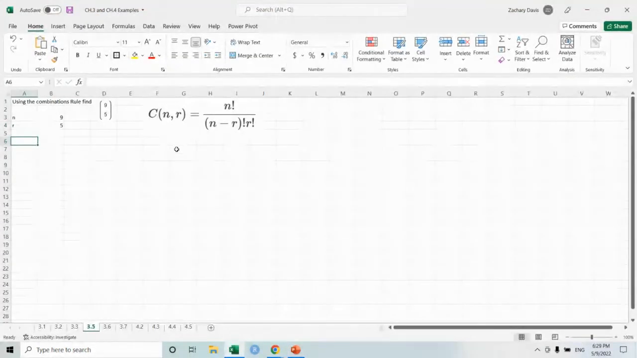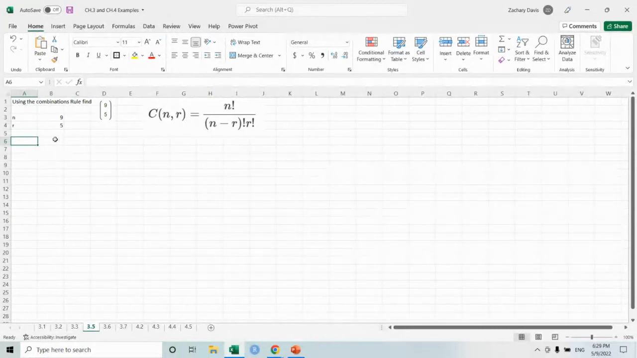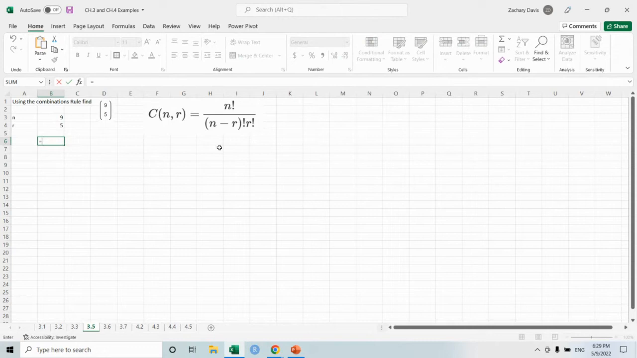So in Excel, for factorial, we'll do equals FACT. Fact returns the factorial of a number, equal to 1 times 2 times 3 times all the way up to the number. So 9 factorial is 1 times 2 times 3 times 4 times 5 times 6 times 7 times 8 times 9. That's all the factorial is. So we know that 9 factorial is the numerator in our particular combinations function.